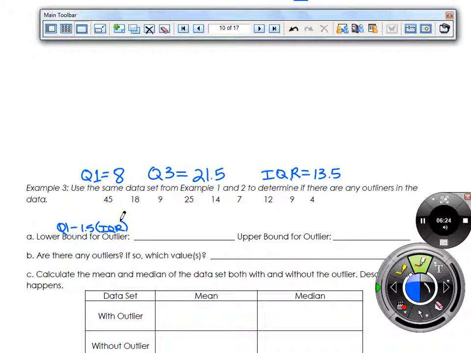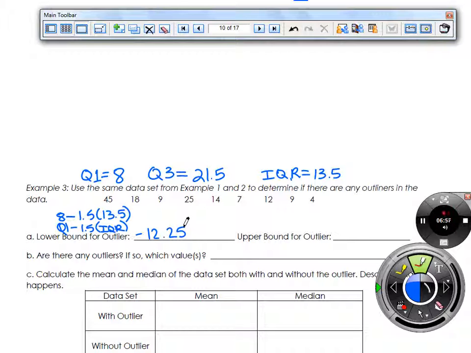So what we're going to do right now is we have the Q1 and the IQR value. We're going to use 8 for Q1 and 13.5 for the IQR, and we're going to do this calculation: 8 minus 1.5 times 13.5. And what do you guys get when you do that calculation? So do it real quick on a calculator. Multiply 13.5 times 1.5, subtract that from 8. See what you guys get. It's negative 12.25.